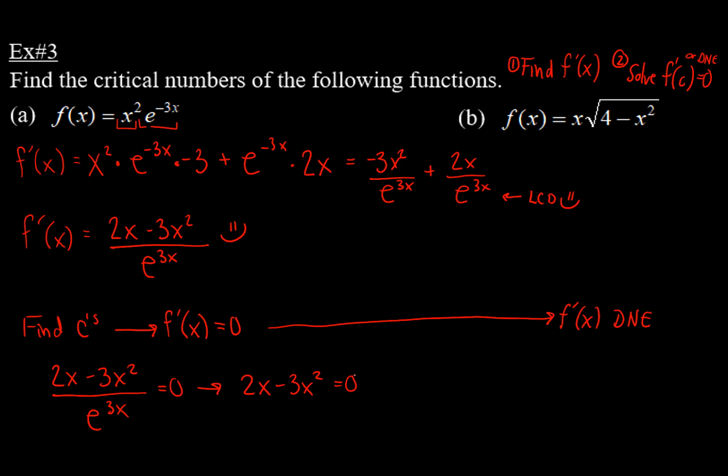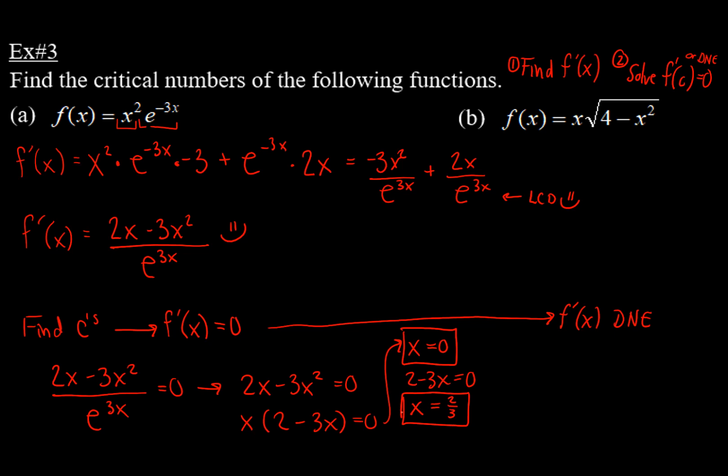Don't use linear methods for solving. Remember, whenever we solve something that's not linear, we set it equal to 0 and then we factor some stuff out. So in this case, I'm going to factor out x, and then I end up with x is equal to 0, and 2 minus 3x is equal to 0, which if I subtract 2 from both sides and divide by -3, I'm going to end up with x equals 2/3. So here's one critical number. Here's my next critical number.